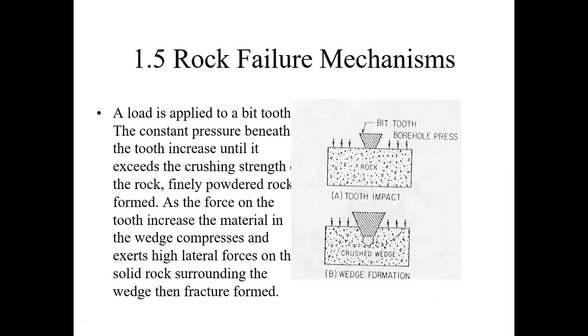So what is the rock failure mechanism? There are six steps for rock failure mechanism. Number one, the tooth goes inside the rock. As you can see here, a load is applied to the bit tooth. Load, you can say compression through the bottom hole assembly and so on. And it is applied up to the point where some of the rock is crushed inside. And finally, powdered rock is formed. So the tooth is inserted, wedged, and some of the part is broken and a powder is formed.